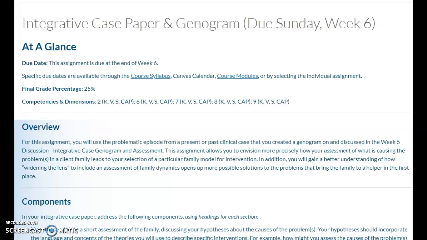Hey everyone! Week 6 brings your biggest assignment of the class, your integrative case paper and genogram. Please be sure to read through the instructions and the rubric. This paper has a similar format to your week 4 paper with some slight adjustments.